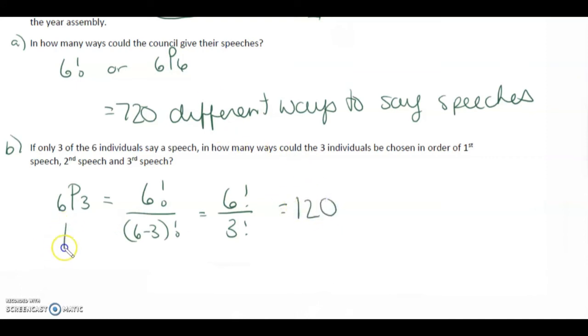And don't forget, if we have 6 people and we're ordering 3, all this is saying is 6 people are possible for the first speech, 5 people are possible for the second speech, and 4 people are possible for the third speech. That's all that means: we have 6 people to choose from, but we had to put 3 of them in order. So there are 120 ways to say the speeches.